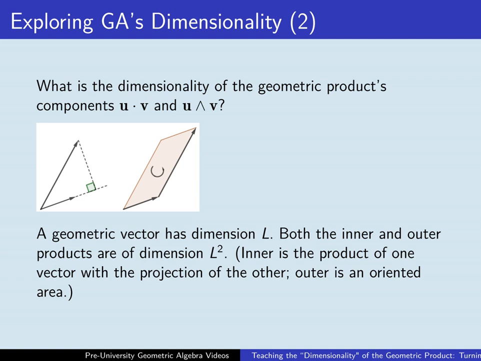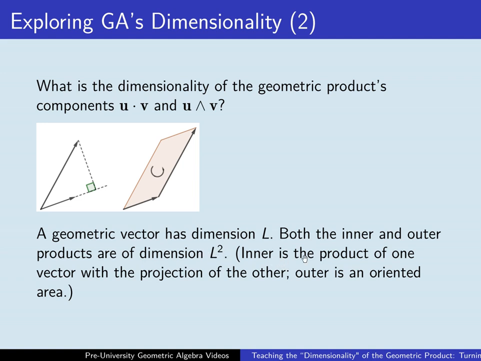So, exploring geometric algebra's dimensionality. What is the dimensionality of these two components of the geometric product? The inner product and the outer one. Well, the geometric vector, such as the ones we're treating here, has dimension L, length. So both the inner and the outer product have dimension L squared.